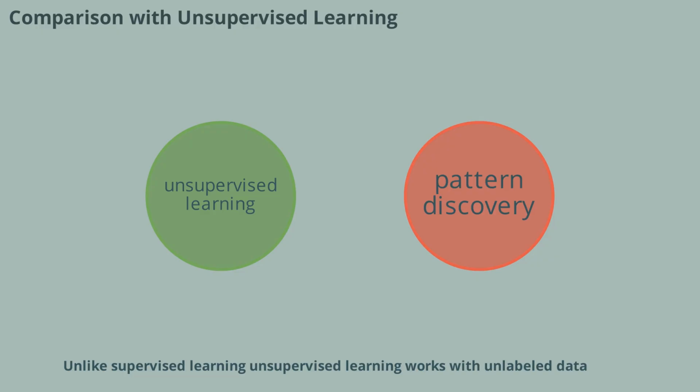Unlike supervised learning, unsupervised learning works with unlabeled data. It seeks to find patterns or groupings within the data without explicit guidance. While supervised learning excels at prediction, unsupervised learning is better for discovering hidden structures or relationships. Understanding the difference helps in choosing the right approach for your problem.